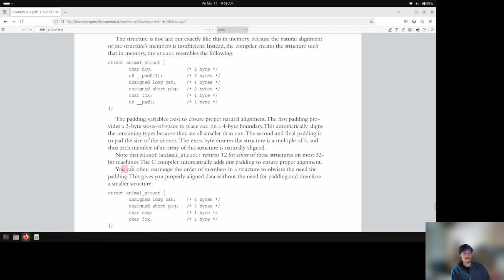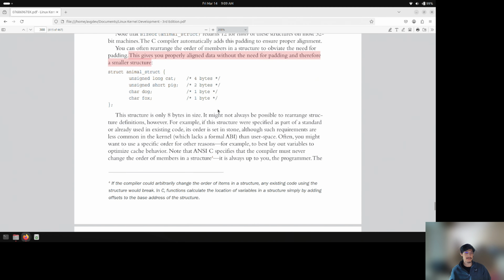You can often rearrange the order of members in a structure to obviate the need for padding. This gives you properly aligned data without the need for padding and therefore a smaller structure. So you can always rearrange the properties so that it's perfectly aligned. So 4, 2, 1, 1. So now you save 4 bytes, you just use 8 bytes for your struct.